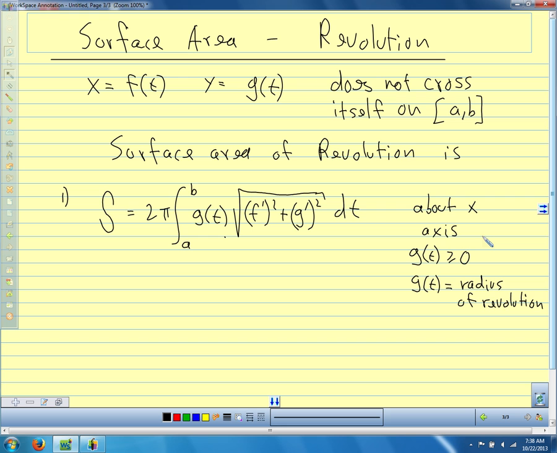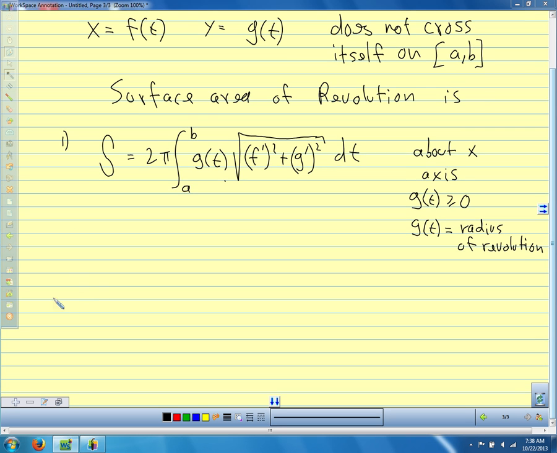So just like we did before, this is our radius of revolution, 2 pi. That gives us our circumference, and we're adding those little pieces of arc, rotating those around, adding them up along our curve. And then our second equation is just going to be the same expression, except our radius changes when we revolve about the y-axis.